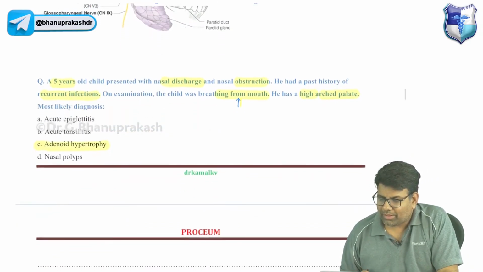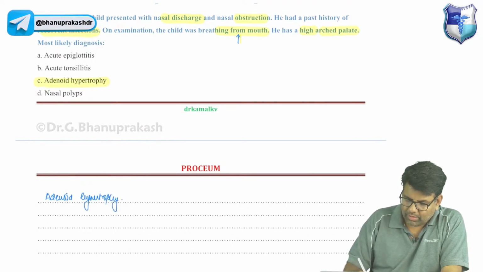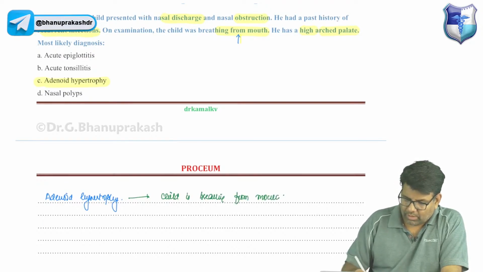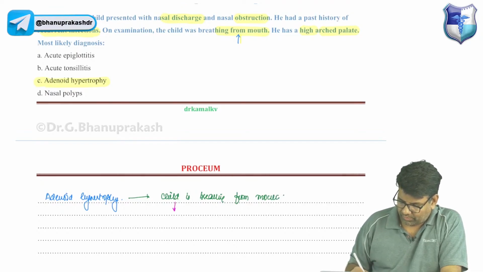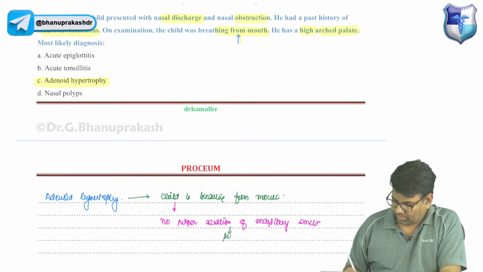Now, the important thing here is that in adenoid hypertrophy, if the child is breathing from the mouth, it means there will be no proper aeration of the maxillary sinus, right? And this will lead to poor development of the maxillary sinus or the maxillary prominence. Right? This is number one.